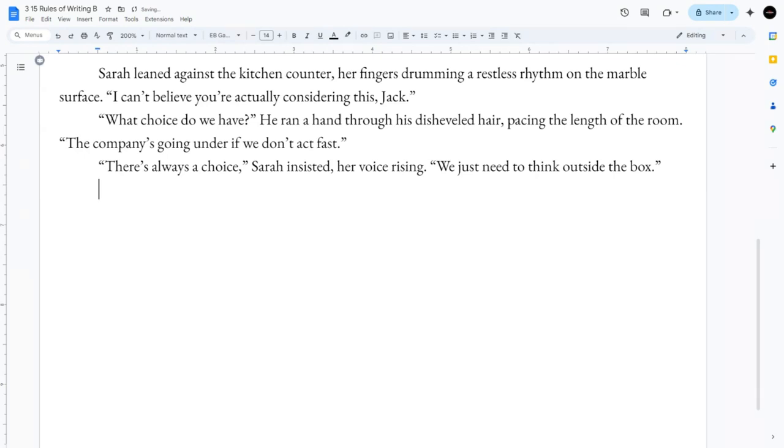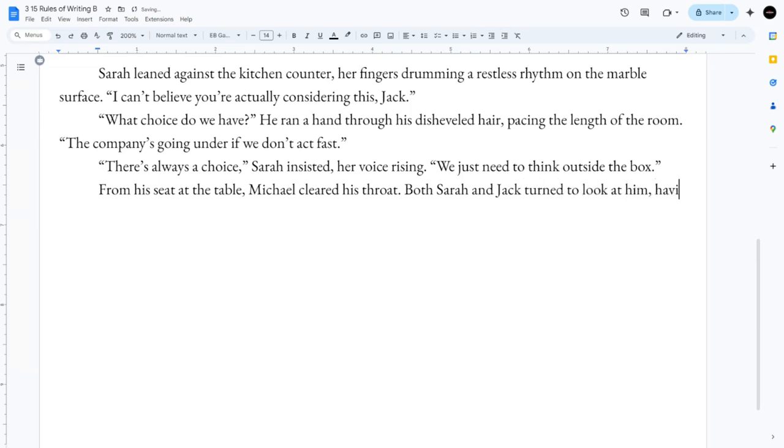Now, I want to add a third person to this to show how to do that. So let's get them into the room. From his seat at the table... I always like a Michael in my scene. Cleared his throat, which says a lot with no words. Both Sarah and Jack turned to look at him, having almost forgotten his presence. I like it. Now, I can't have Michael speak there because there are two forms of movement, even though it's one fluid movement. From his seat at the table, Michael cleared his throat. Both Sarah and Jack turned to look at him, having almost forgotten his presence.